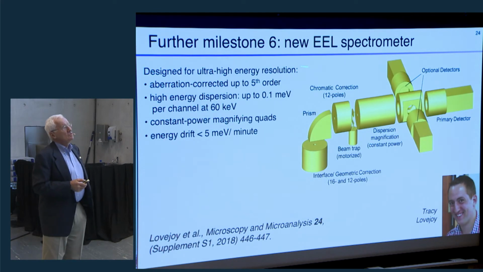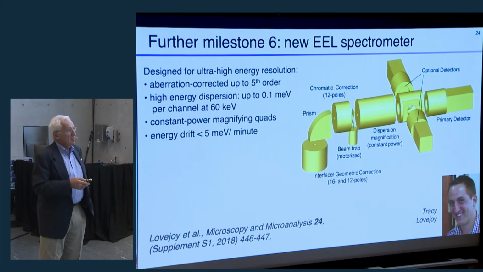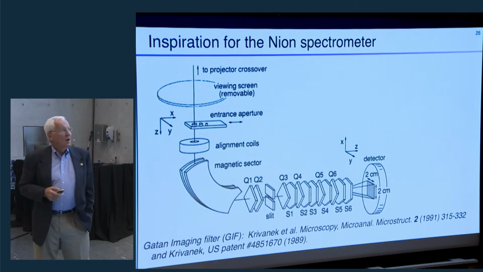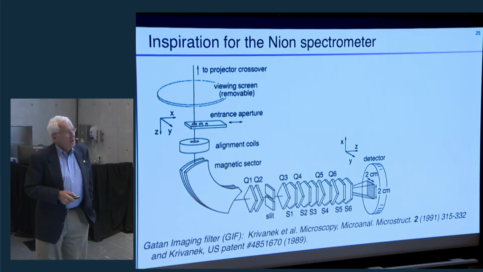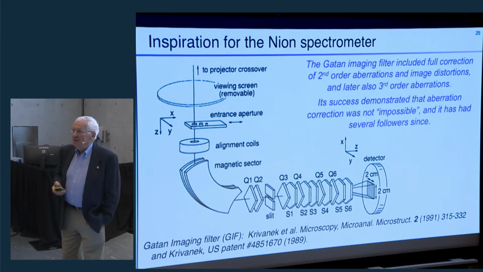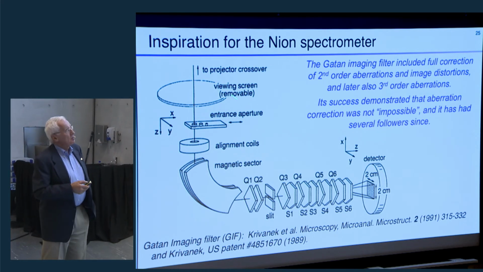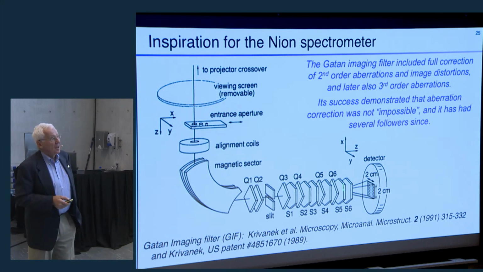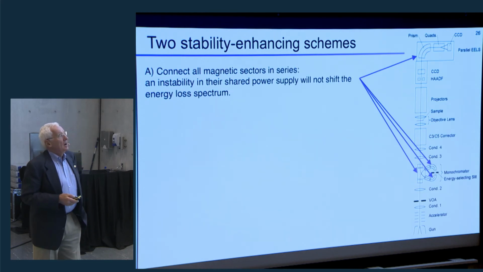And we also needed a new spectrometer to give us better energy resolution. Tracy Lovejoy led that project, and it was heavily inspired by a spectrometer which I developed at Gatan, the imaging filter. This one has had several followers, and I think Max's imaging filter is not that different from this concept: magnetic sector followed by lots of multiple lenses and a good camera, piezoelectric operated slit right there.